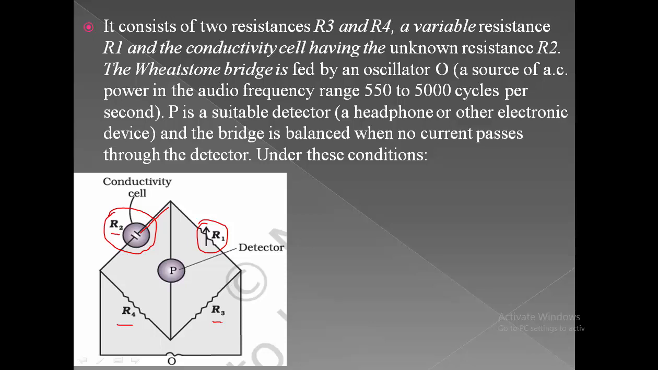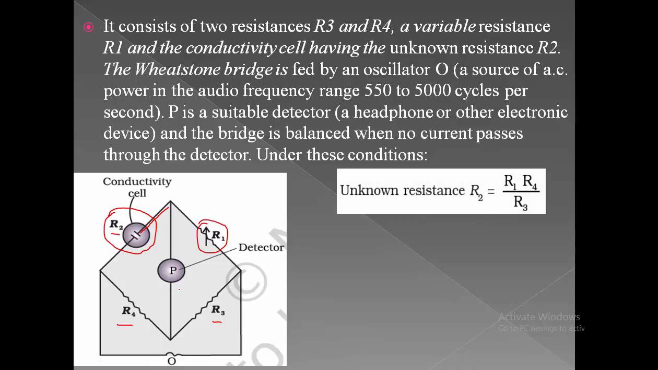The Wheatstone bridge is fed by an oscillator O, that is a source of AC, and a detector which is denoted as P, and the bridge is balanced when no current passes through the detector. Under these conditions, the unknown resistance is calculated by using the formula R2 is equal to R1 into R4 divided by R3. Using this formula, we find out the resistance.